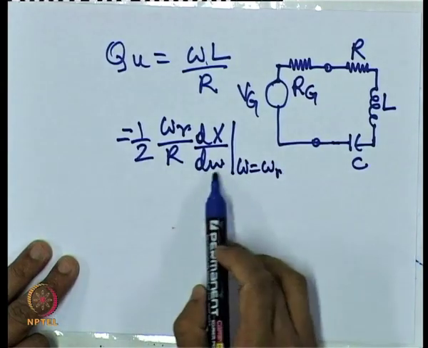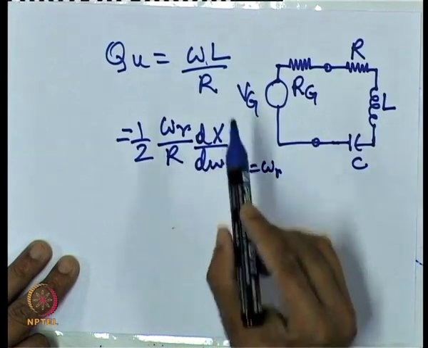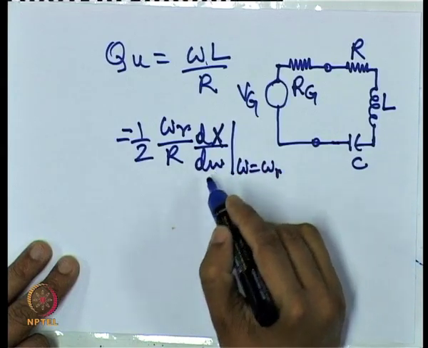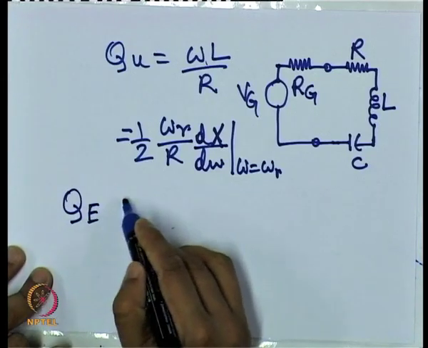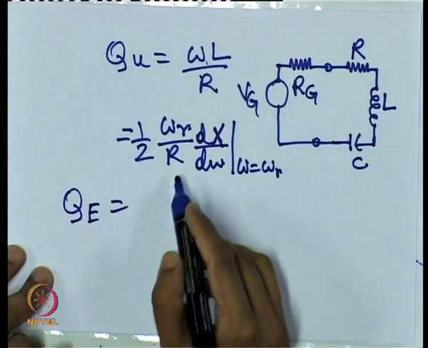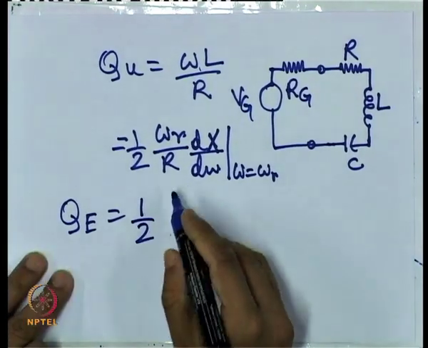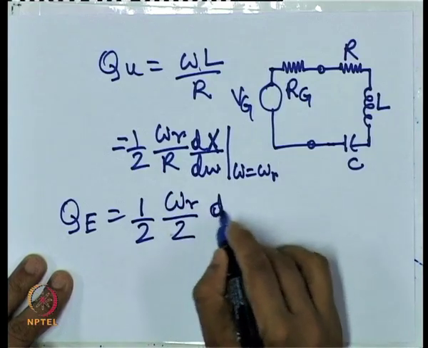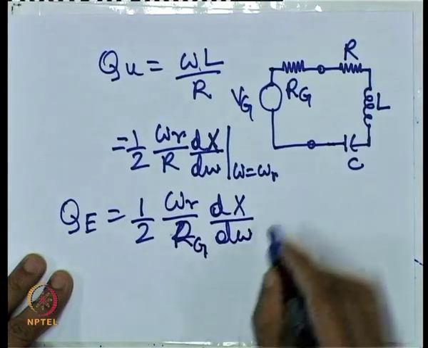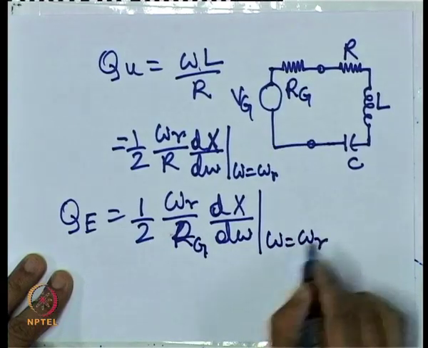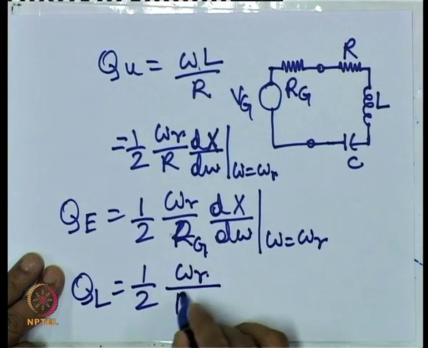Now, using this formula, we don't need to know whether the circuit is inductive or capacitive. If we know the X and its dependence on omega, we can directly find out the QU. Similarly, if we want to find QE, then just this denominator R changes to RG. So, this will be equal to half omega R upon 2 dX upon d omega upon RG, at omega equal to omega R, and QL will be equal to half of omega R upon RT.